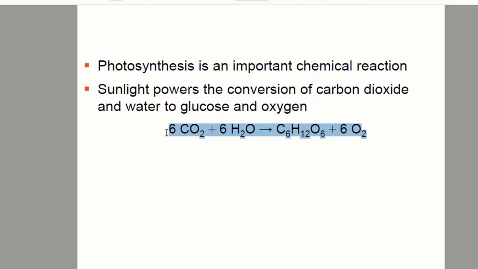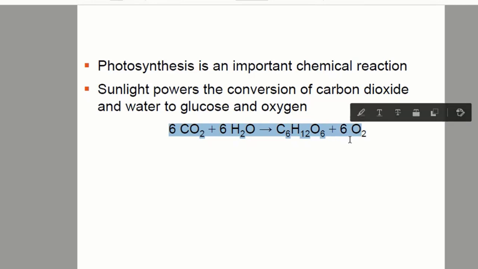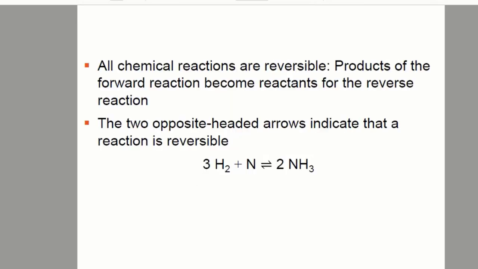So it's very significant that you know these formulas and how they are made and what this means. Sometimes this is just carbon dioxide, and this is water, and this is glucose. This is the formula, or the structure, but the correct term is the formula for glucose, and this for oxygen. And then you can see that the whole reaction is balanced. And then there's the structure of the leaf bubbles for oxygen. You don't need to worry about that.